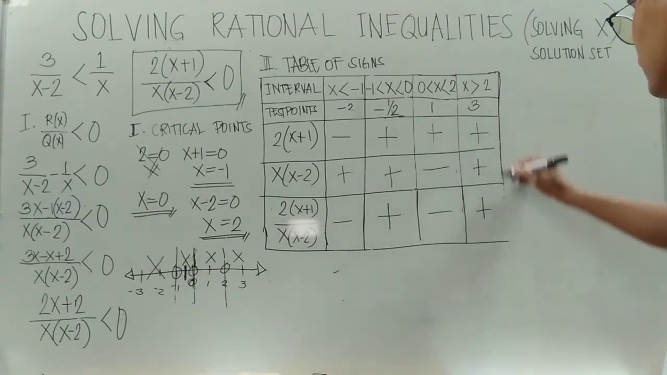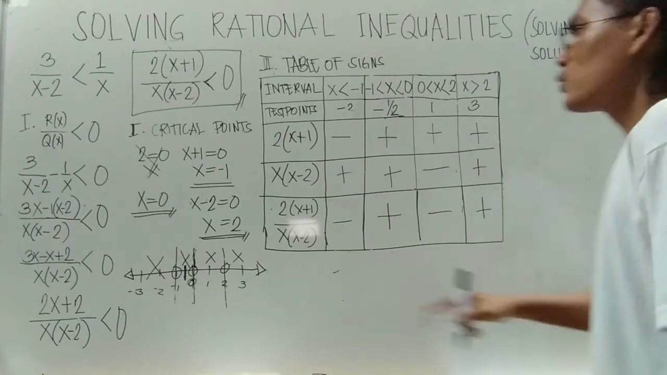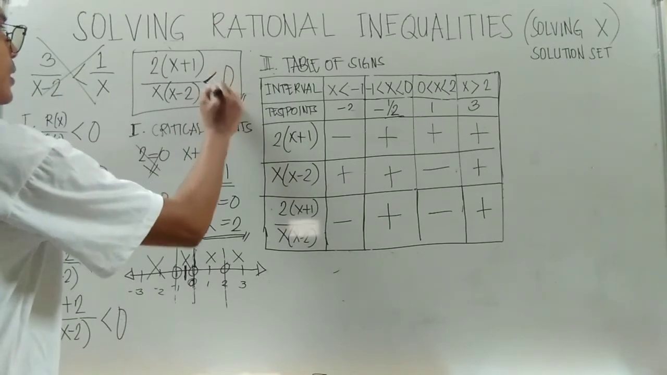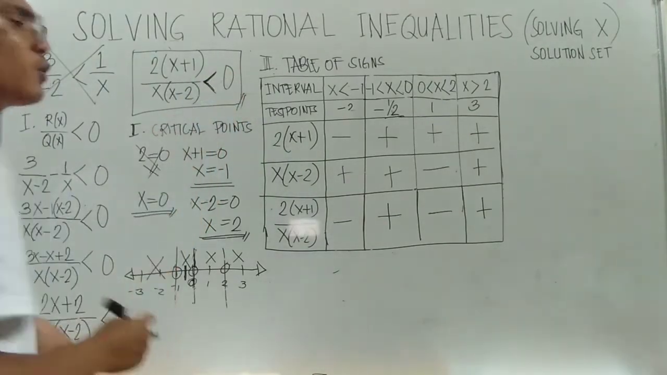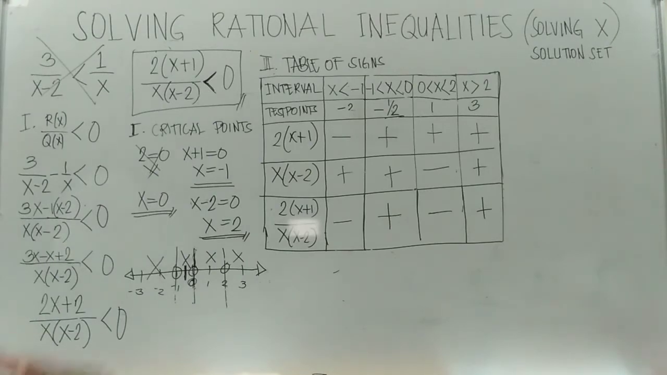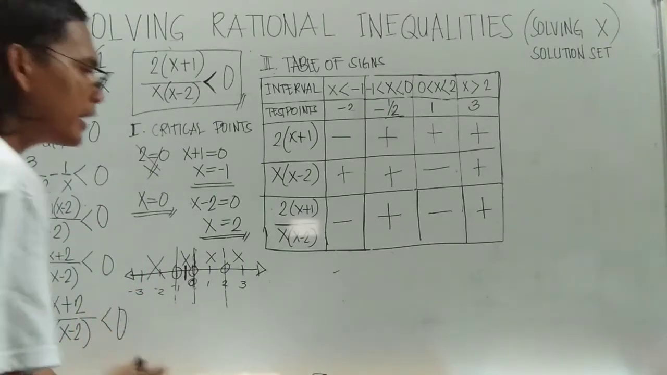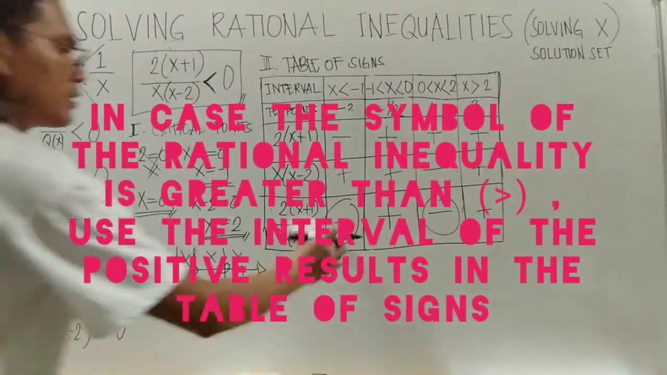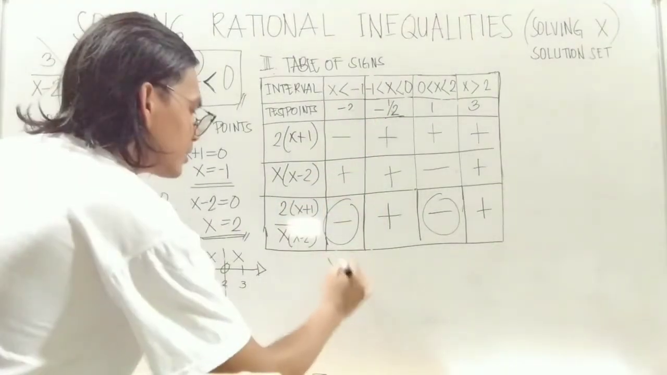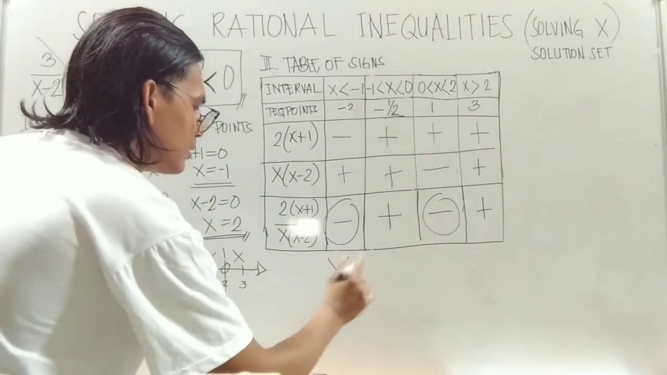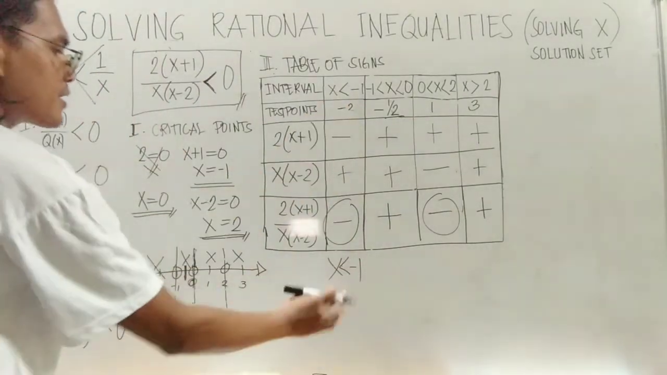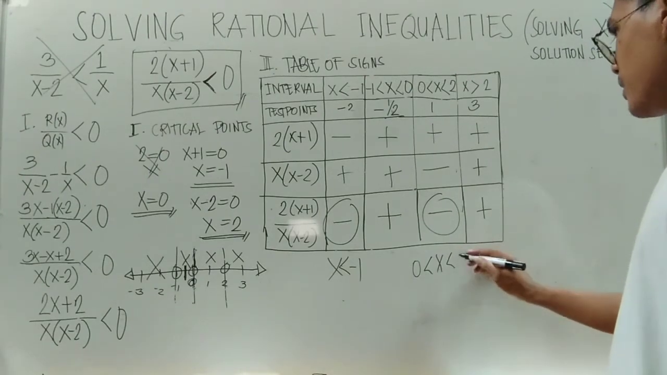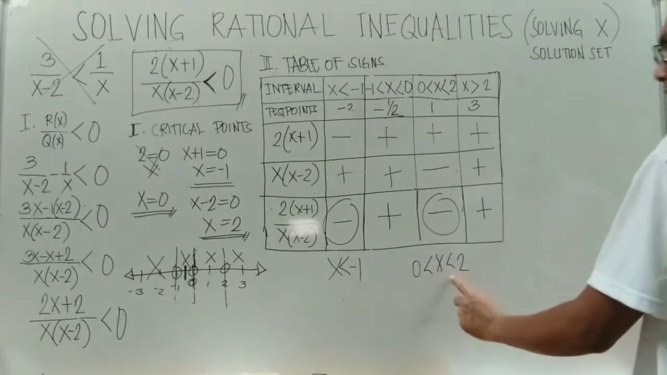Okay. So, again, let's go back to this one. We will not be using this one. What is the symbol? So the symbol is less than 0. What are the numbers that are less than 0? Of course, all the numbers that are negative. So we will be using the interval above. So the interval above is x is less than negative 1. On this side, we have 0 is less than x, less than 2, or x is greater than 0, but less than 2.